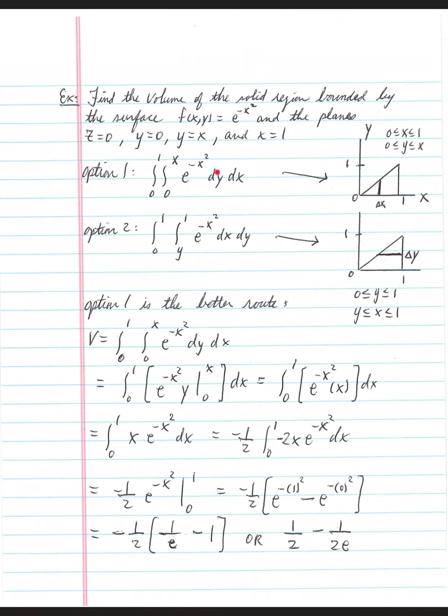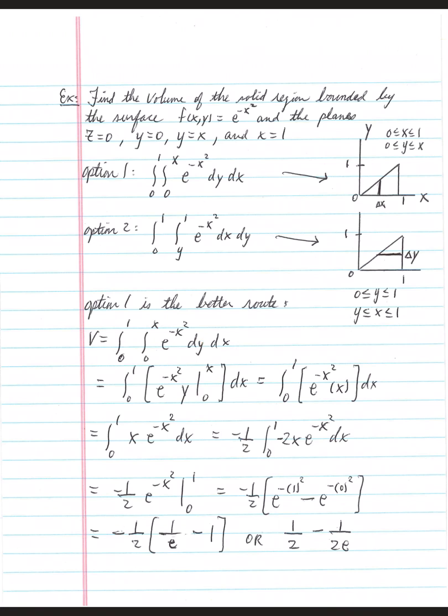If we choose option 1, where we integrate with respect to y first, since this is in terms of only x, this is considered a constant, just like a number 7, and all you'd have to do is stick a y on it. So option 1 is the better route to take because it's easier to get that inside integral this way compared to that way. All right, so let's use option 1.